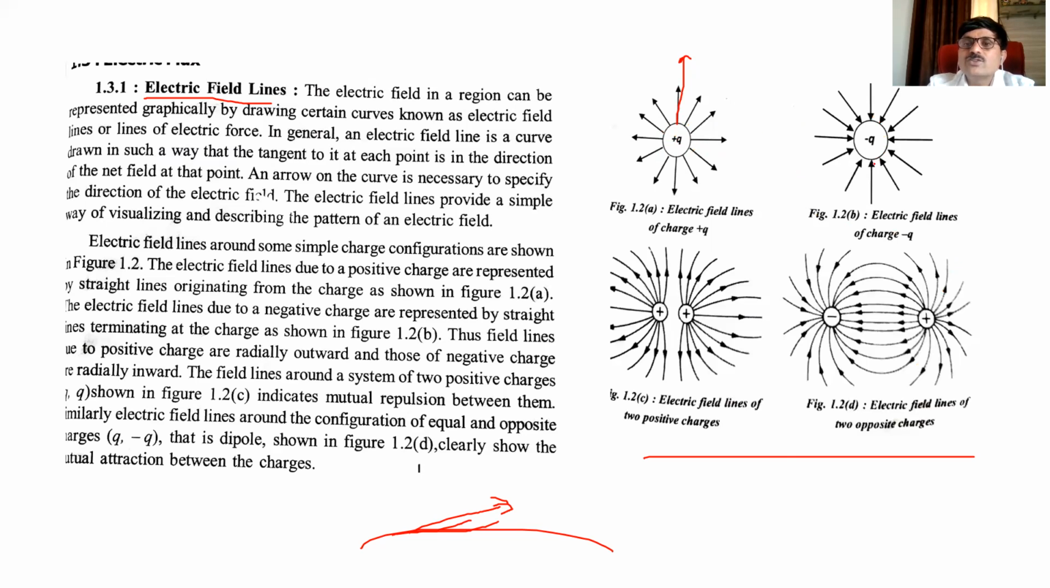Similarly, if you consider the negative charge, the electric field lines originate from infinity and terminate into the charge. That is how one can represent the electric field lines due to the positive charge and due to the negative charge. Once again, I will repeat: for a positive charge, the electric field lines originate from the charge and terminate into infinity. For a negative charge, the electric field lines originate from infinity and terminate into the charge. So that we can visualize.